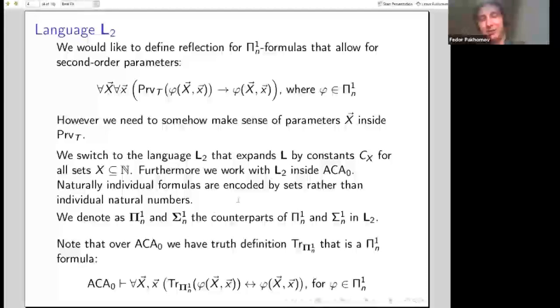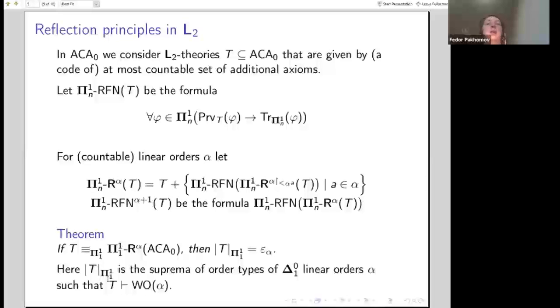So with these natural properties, the boldface truth definition for the class Π1n is itself a lightface Π1n formula, and so ACA0 proves the Tarski biconditional for this with second-order parameters. Okay. So this is basically our language over which we'll do reflection.